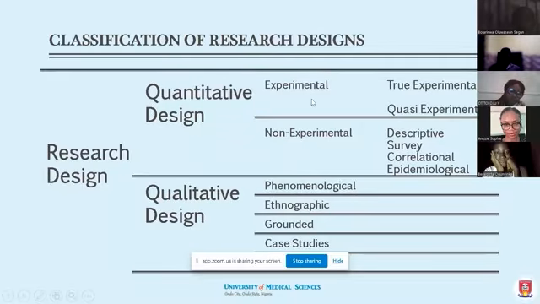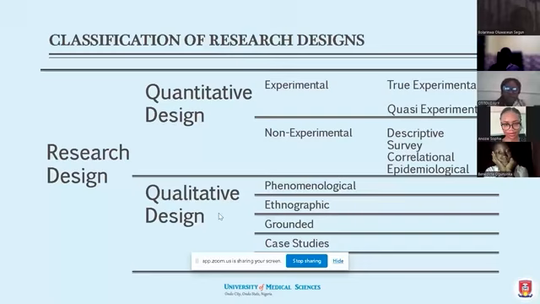For experimental research design at this level, we can have true experimental, we can also have quasi-experimental. Still under quantitative, non-experimental design, you can have descriptive, you can have survey, you can have correlational, you can have epidemiological research design. We will briefly talk about each of these ones. Then the qualitative design, which is the second subdivision. Under the qualitative design, you can have phenomenological, you can have ethnographic, you can have grounded theory. Then you can have case studies.